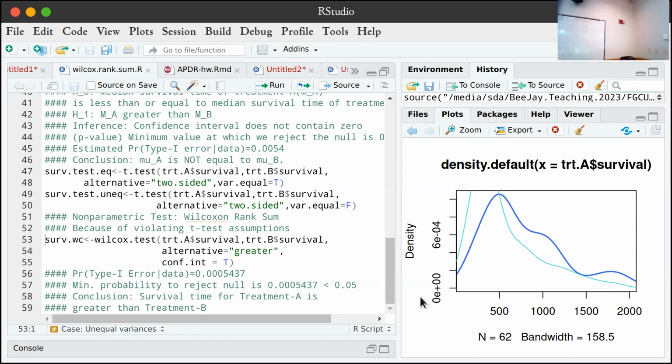And prior to that, we did the t-test. The conclusion was similar. Even though the conclusions are similar for both Wilcoxon Rank Sum and t-test, there's the concept of ethics and appropriateness. You have to do the right procedure. This is the correct procedure. Why? It's right here. Violation of assumptions, the data is not normally distributed. Okay.